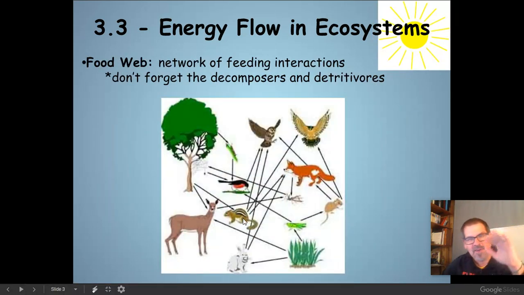Food web, again, not a new concept to you, but the idea of energy flowing through a system, that's how we want to think about it. So that's sort of that next level of complexity. A food web is just a network of feeding interactions. We just have the little asterisk there. Don't forget the decomposers and the detritivores. Detritivores are things that consume dead and decaying matter, like an earthworm.